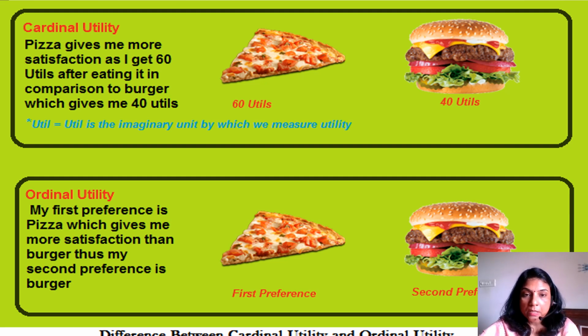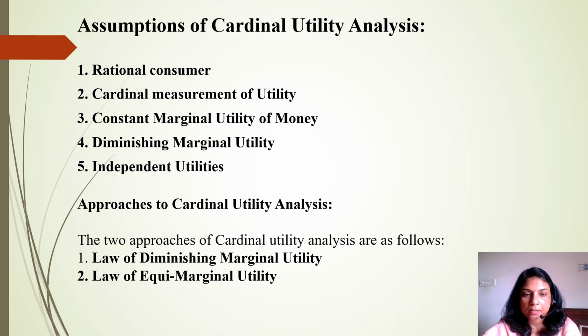But when the same burger and pizza are considered in terms of ordinal utility analysis, as I get more satisfaction from one slice of pizza, I make pizza my first preference rather than the burger or any others. So this is the basic difference between cardinal and ordinal utility analysis.